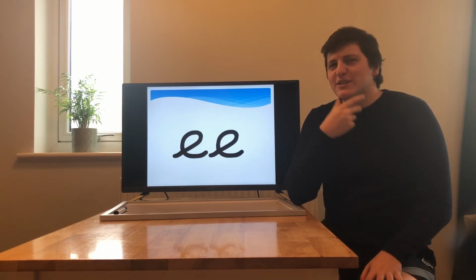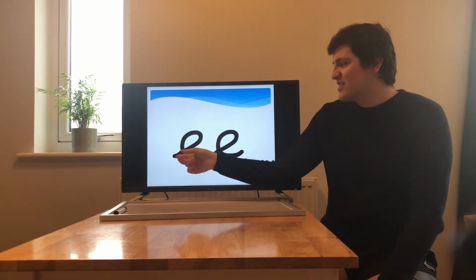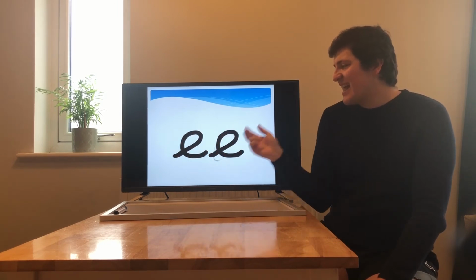Oh, we looked at a word for this one earlier. Can you remember? It's the two letter E's.